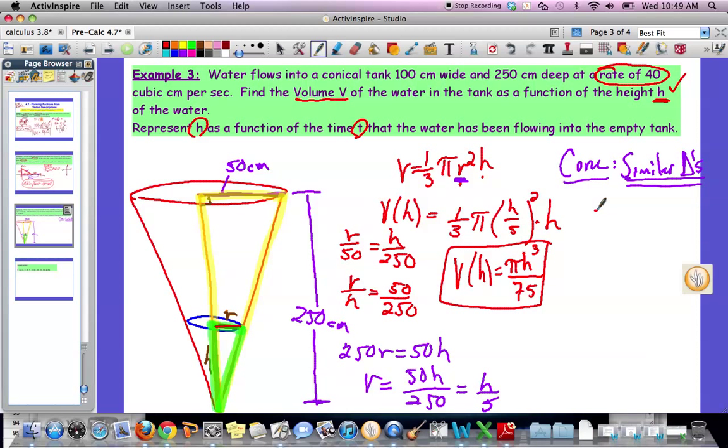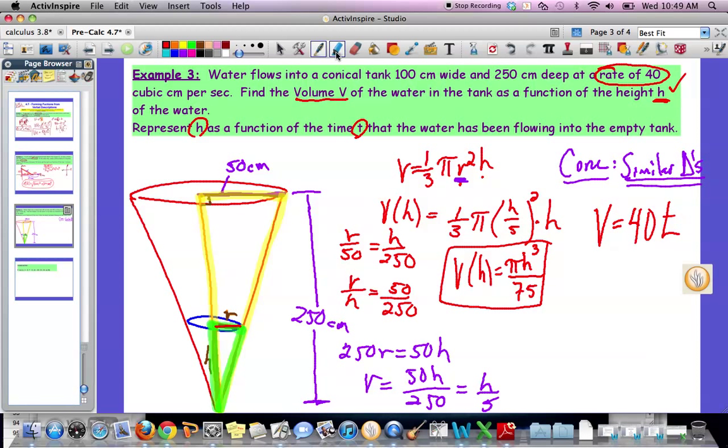Just like we did with the cars, or the horse and the boat, we know that the volume can be thought of as a rate problem. The rate problem being this: 40 times time. You know how much water is in the tank based on how fast it's being poured in. 40 times t. Rate times time. Rate is 40 times t. That's a formula, volume in terms of t.